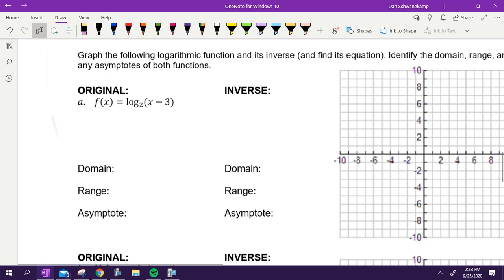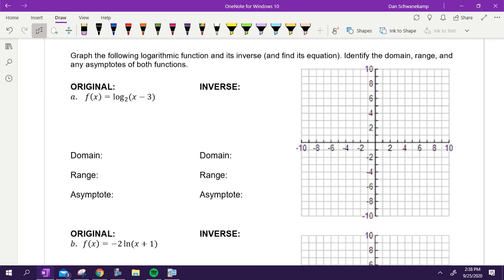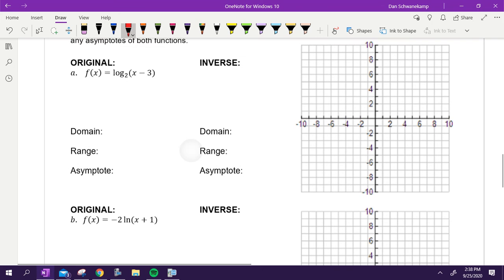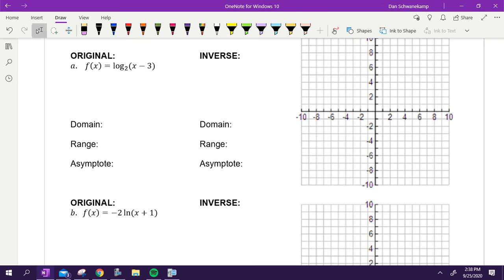All right, let's go to the backside. So the backside is just practicing, again, graphing logarithms. Okay, we'll do one here together to make sure we can handle it. Log base 2 of x minus 3. Okay, graphing log base 2 of x minus 3. If I wanted to graph that thing, let's start this thing off.